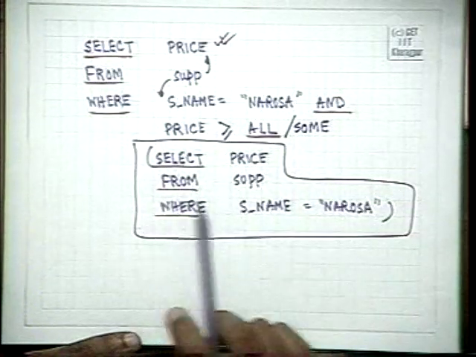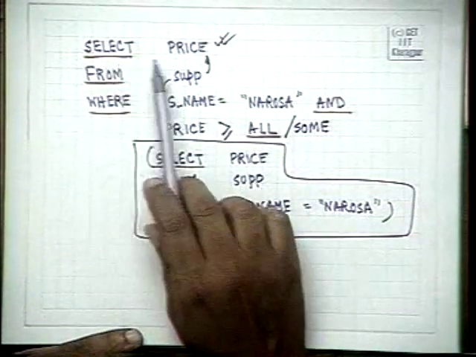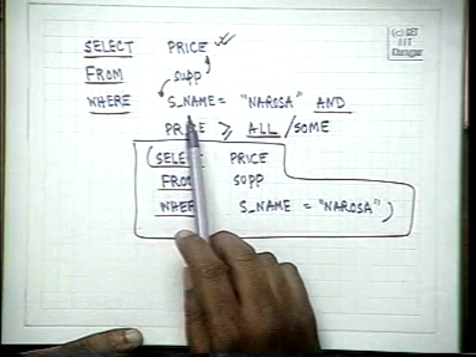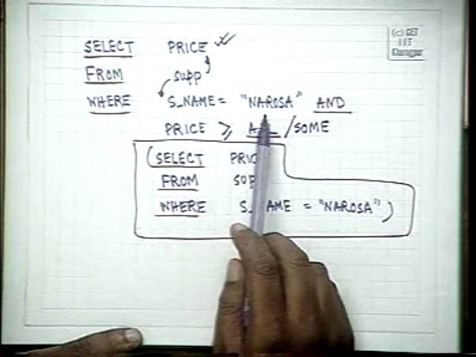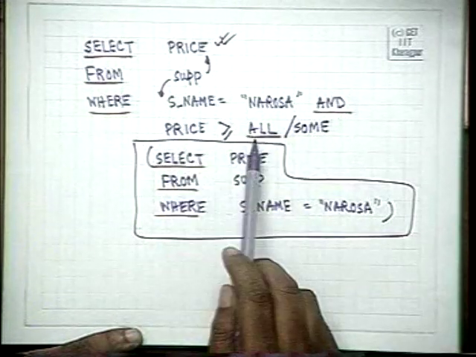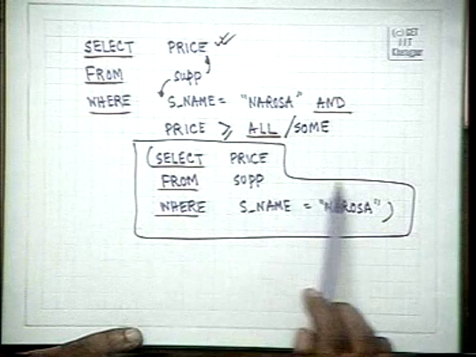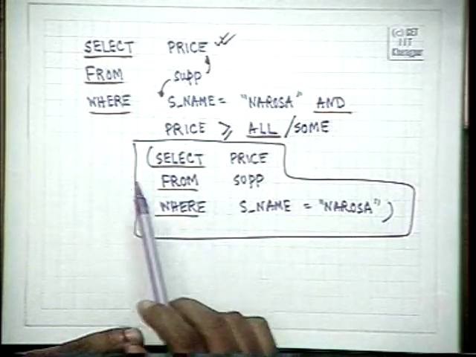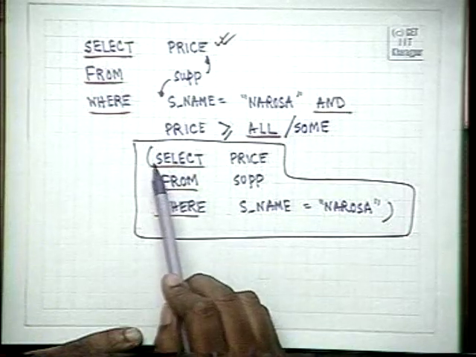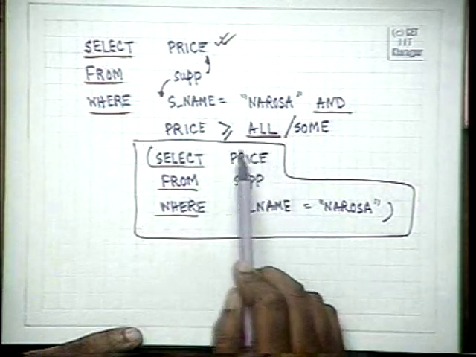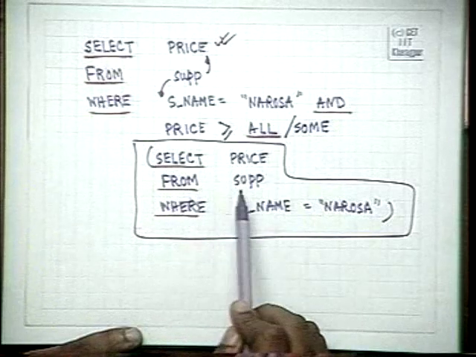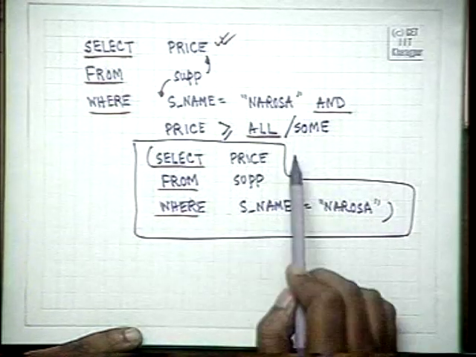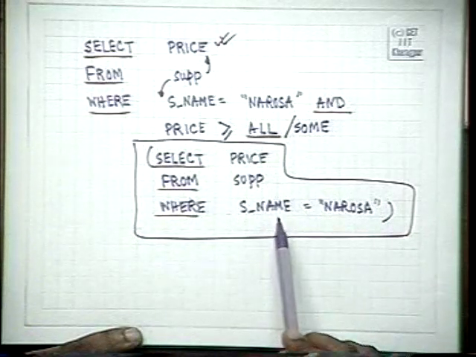In this particular example, select price from the sub relation where S name, that is supplier's name, is Narosa and price is greater than all of this set. Now this set must return only price. Therefore, price must be greater than or equal to this price: select price from sub where S name is Narosa. So this returns the price of all books supplied by Narosa.